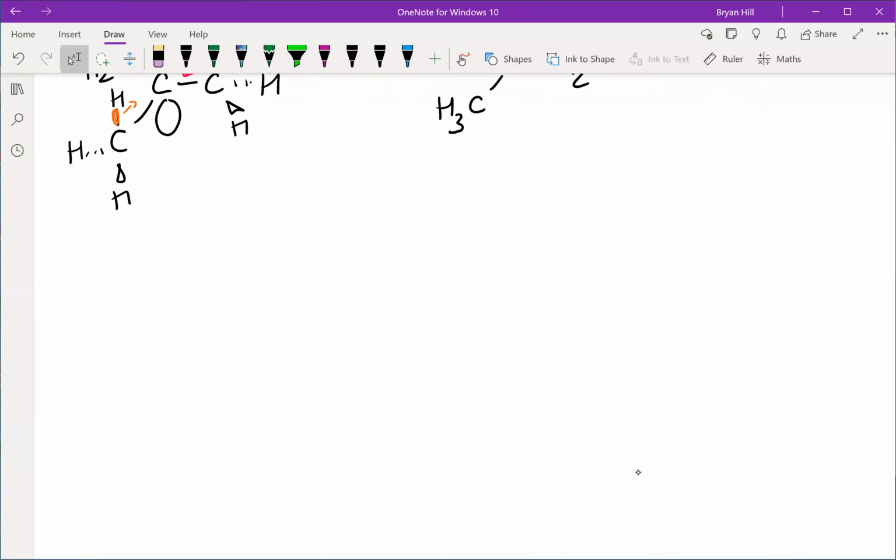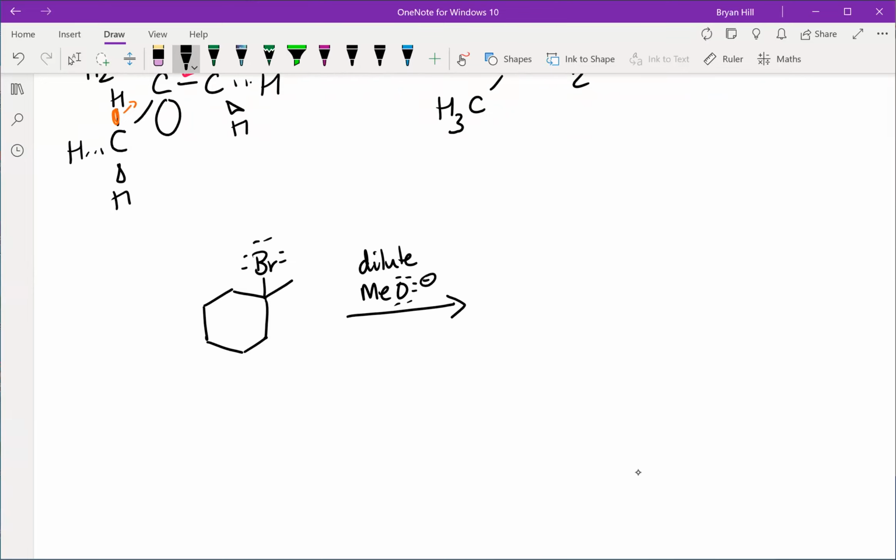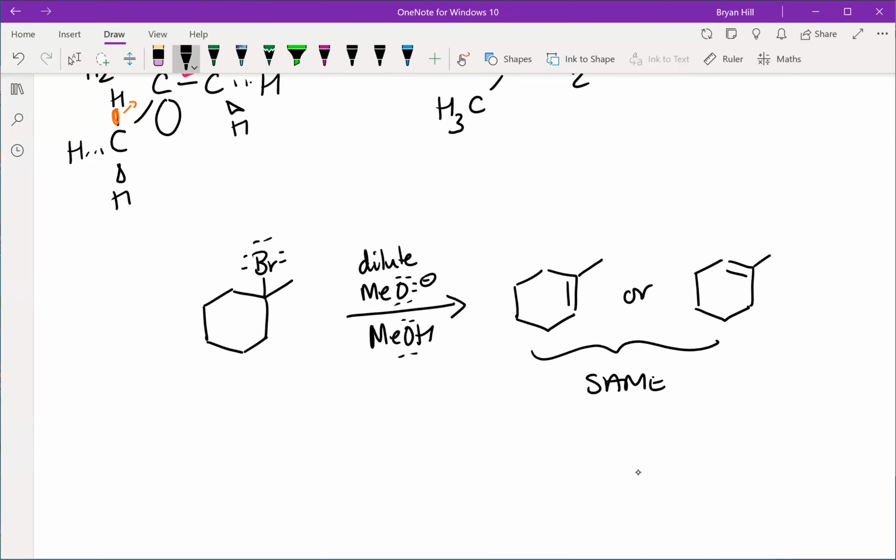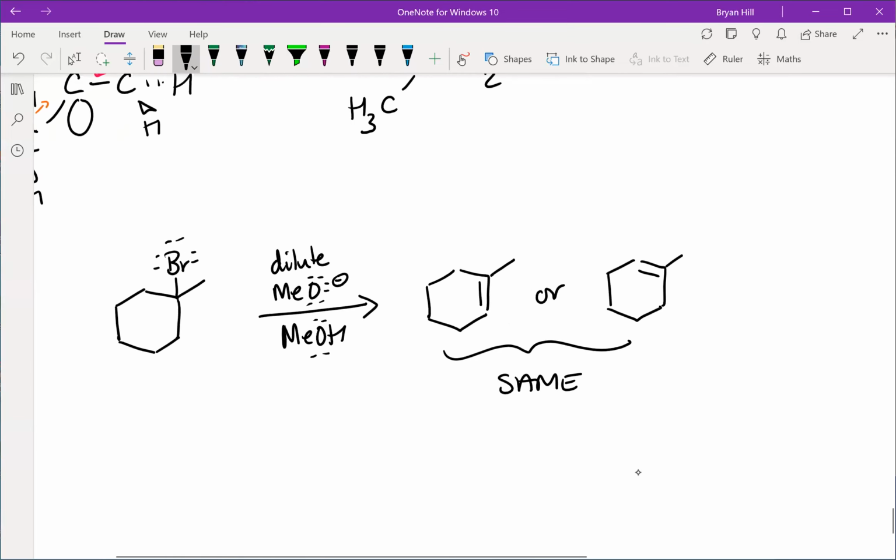So what would be a good example here? If we were, for example, let's pretend that this is our alkene. And if we set this up with, say, dilute methoxide in methanol, the major product would be this or this. So these are the same, right? Same molecule. And the minor product, of course, would be here.